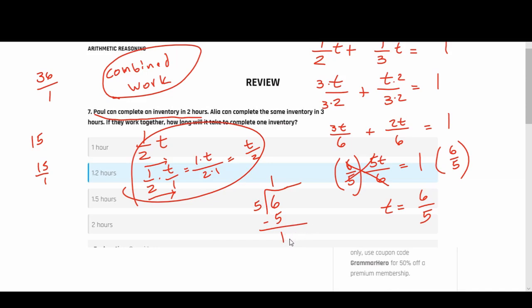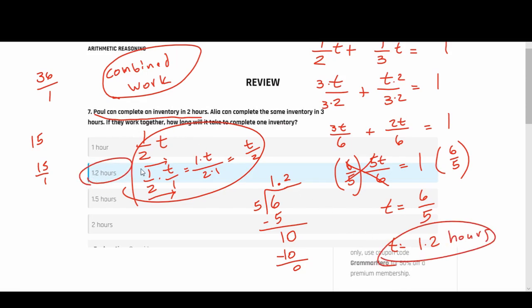5 doesn't go into 1, so we have to add an imaginary 0, which prompts me to put up a decimal right there. 5 goes into 10 2 times. 5 times 2 is 10, so there is no remainder. In other words, 6 over 5 hours is the same as 1.2 hours. In other words, it would take Paul and Aaliyah 1.2 hours to complete the inventory.